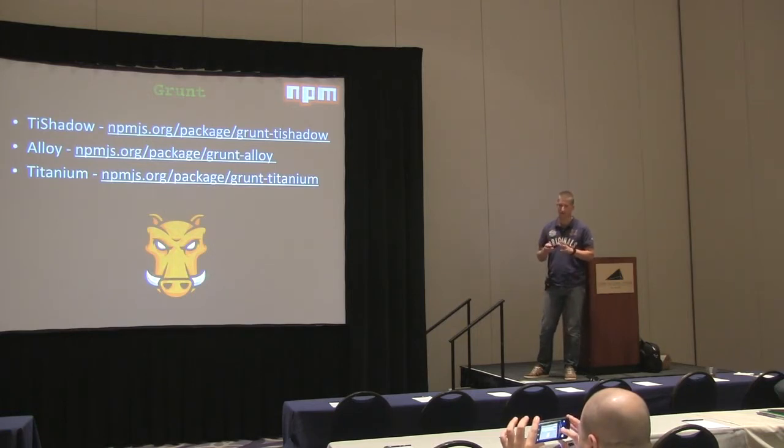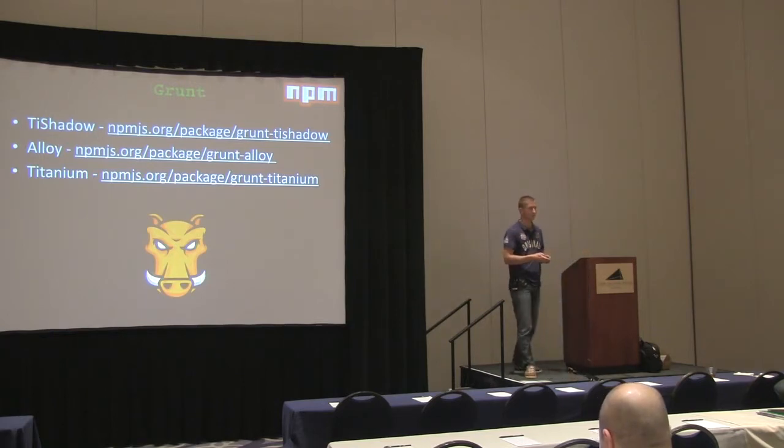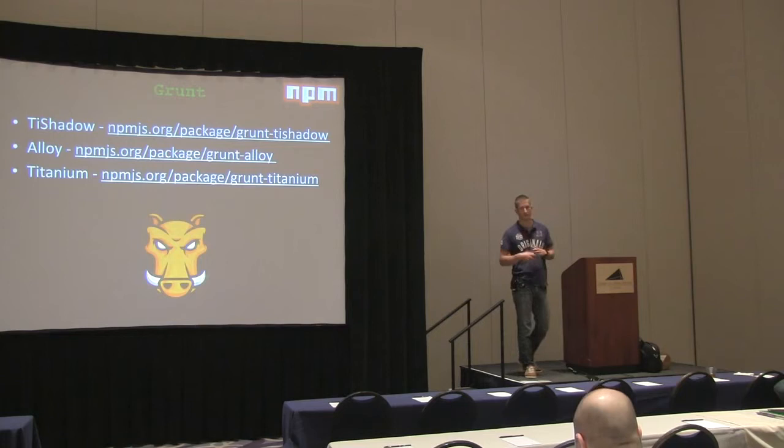There are tickets on Jira requesting for Alloy and Titanium to be real CommonJS modules, because it would be nice to just require Titanium and then be able to have the build method and whatever. That would save a lot of trouble, but at least these plugins for Grunt allow you to use it in your toolchain and just immediately start Alloy compiles, create projects in Titanium or do builds, whatever you need to do. And TiShadow is the same, you can just use the Grunt plugin to start TiShadow and execute some specs and run some tests.